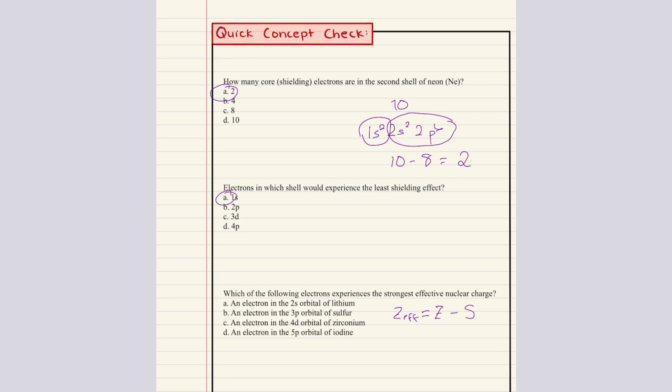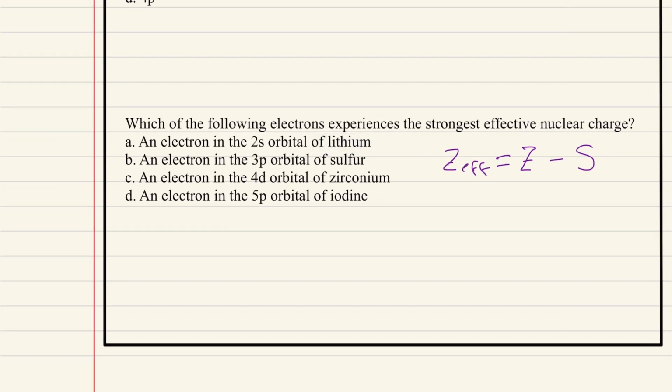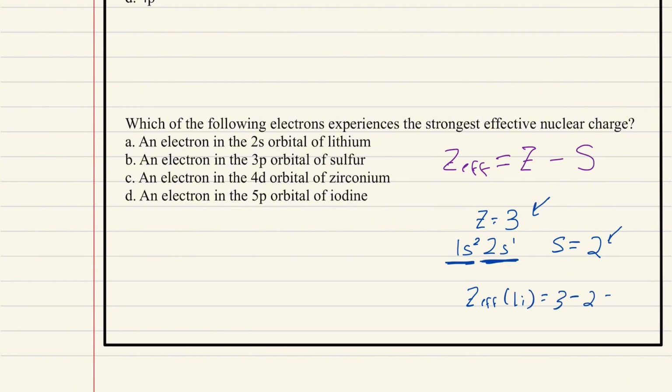A says an electron in the 2s orbital of lithium. Lithium has an atomic number of 3, meaning it has 3 protons, and since it is neutral, it also means it has 3 electrons. Let's go ahead and write the electron configuration for lithium. It's 1s2, 2s1. This tells us that lithium has one valence electron and two core electrons, so S is going to be equal to 2. We have both pieces of information we need to calculate the effective nuclear charge for lithium. It's going to be equal to 3 minus 2, which gives us positive 1. Let's go ahead and move on to B.